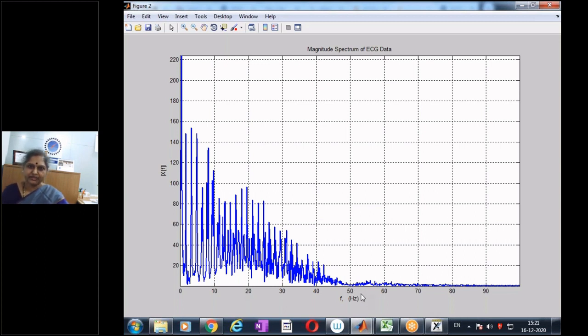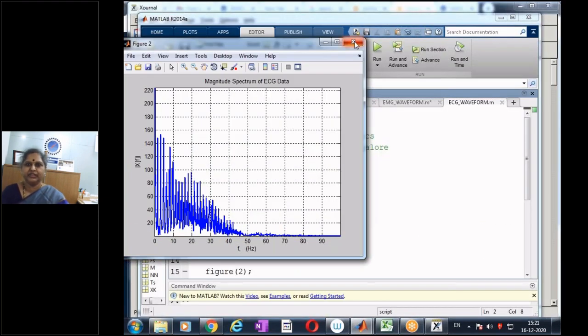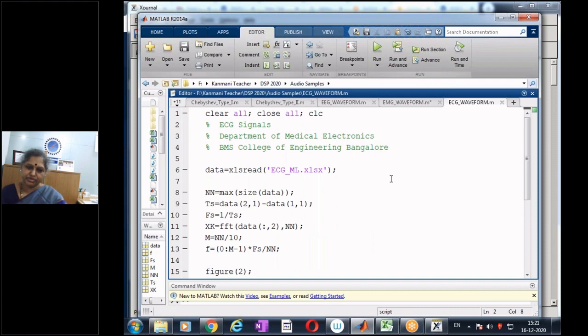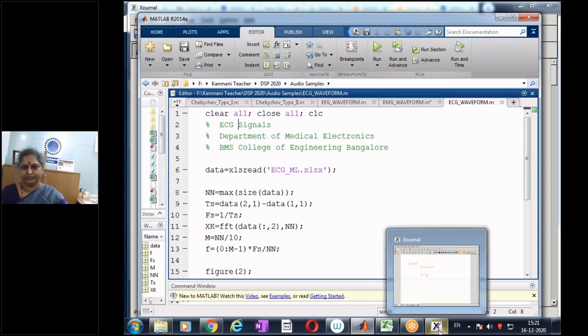So the human body, the ECG signal, this is just one sample, we can't generalize, but they lie in the range of 0 to around 50 hertz. And this is just by doing the simple FFT command, or computing the discrete Fourier transform.